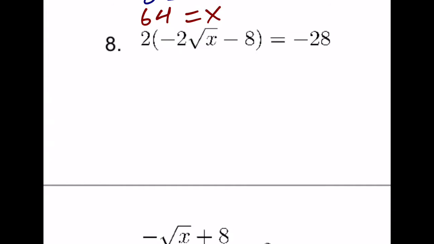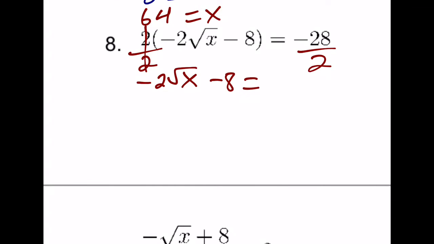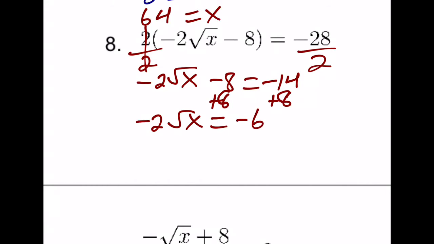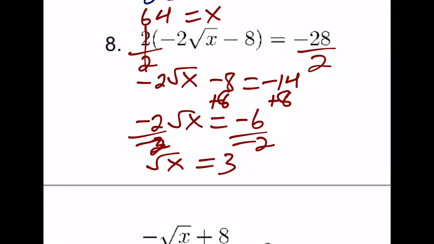We could distribute for this problem, or we could divide by 2. It's less work that way. That's what I would do. Cancels out. So we have negative 2 root x minus 8 is equal to negative 14. We will add 8 to both sides, and we have negative 2 root x is equal to negative 6. We're going to divide by a negative 2, and we get that the square root of x is equal to 3. And when we square both sides, we get x equals 9.